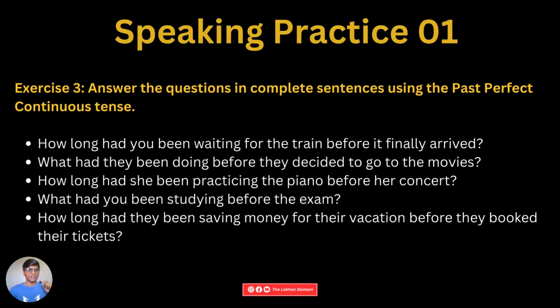And speaking practice number 1. Don't worry, we have more for you. In this one, you just have to answer. For example, how long had you been waiting for a train before it finally arrived? So, I had been waiting for a train for half an hour, for example. This is how you're going to create an answer. Think about it, reply. It'll also be awesome practice for you.